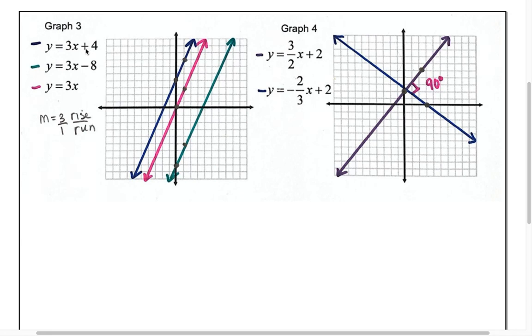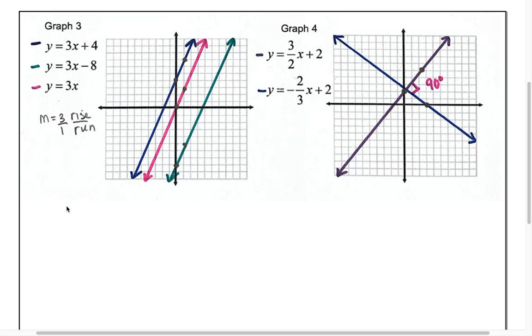And when we look at their equations, we notice something that they have in common. If you look at the m value, or the slope for each one of these lines, the slope is 3. So the blue one is 3x plus 4. There's our y-intercept of 4, and then rise 3 over 1. The green line is -8 as the y-intercept, rise 3 over 1. And the pink line doesn't have a number there, so we assume it's 0 as the y-intercept, rise 3 over 1. And because the slopes are the same, you can see that the lines are parallel.